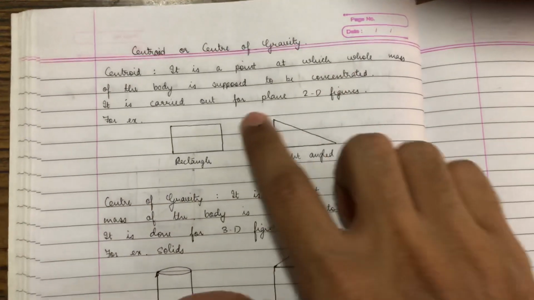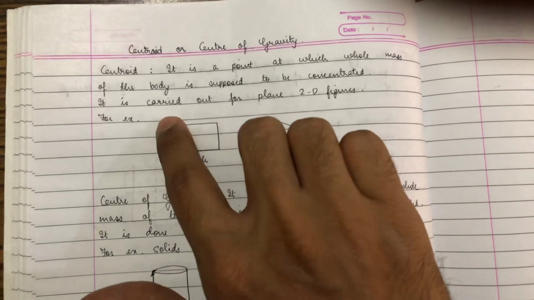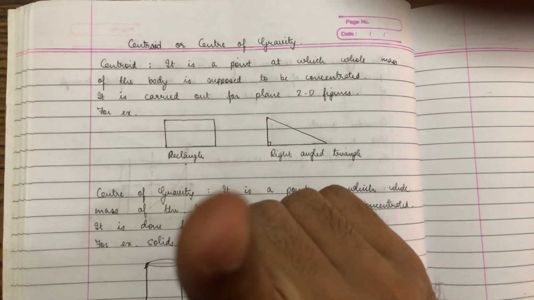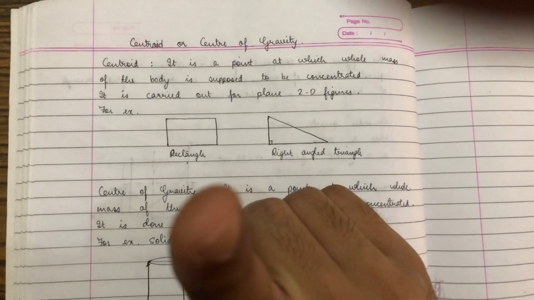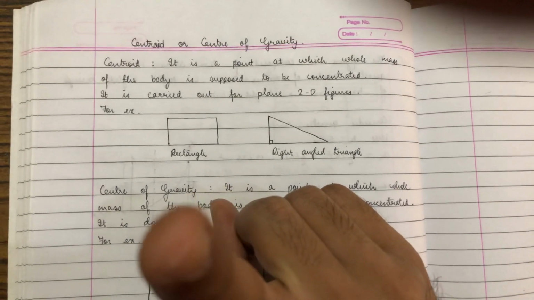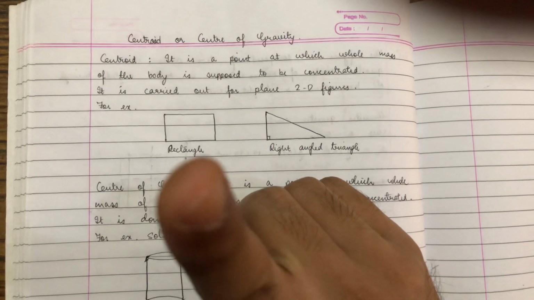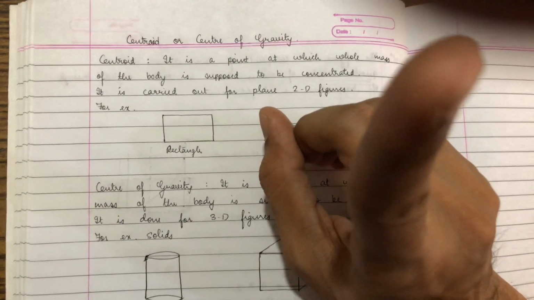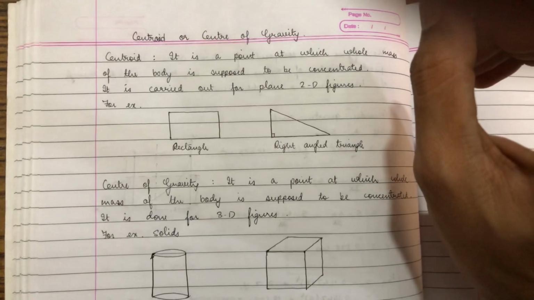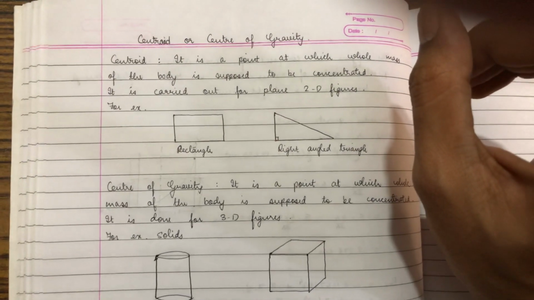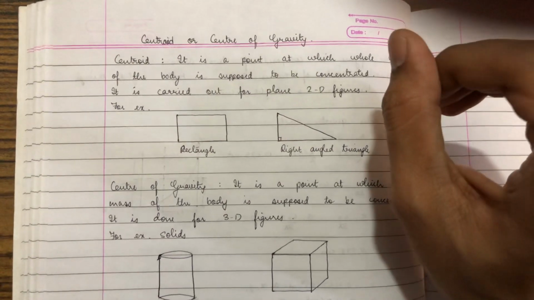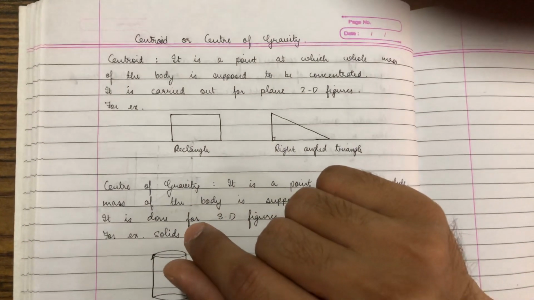Suppose there is a body. This is a plane figure. If you hold a plane figure with your index finger, you will find that there will be one point at which the plane figure will be held with your finger. It won't disbalance. That point is called the center of gravity or centroid.